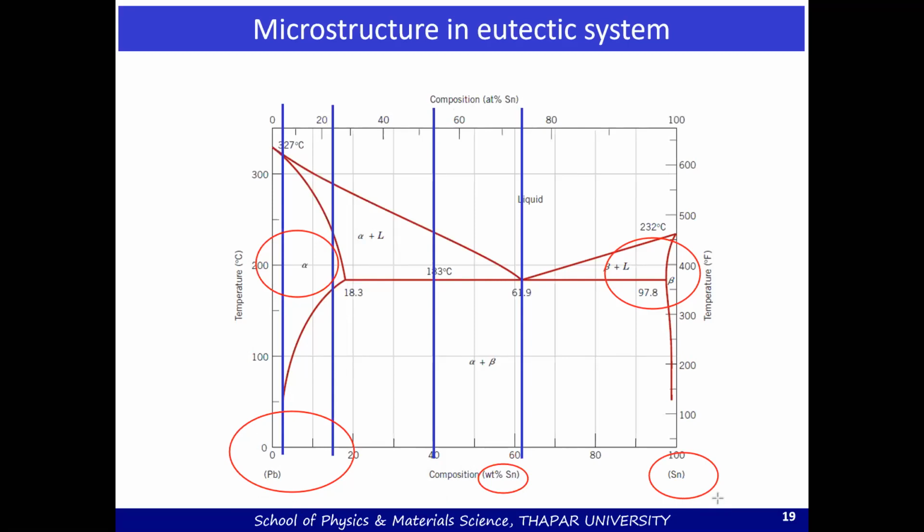Primary difference between alpha and beta is both of them are solid, but the alpha solid is the one which has high concentration of lead, and beta solid is the one which has high concentration of tin. Is it clear?